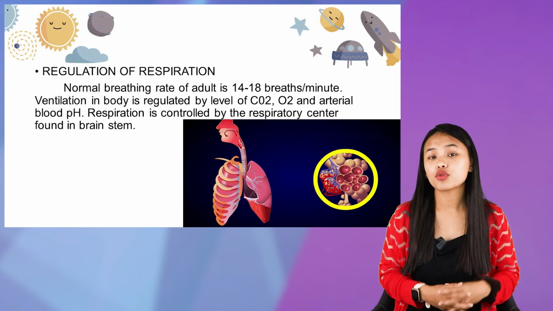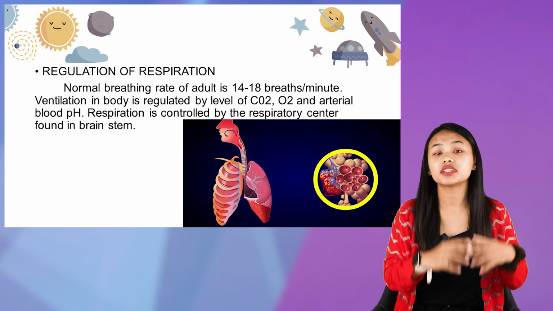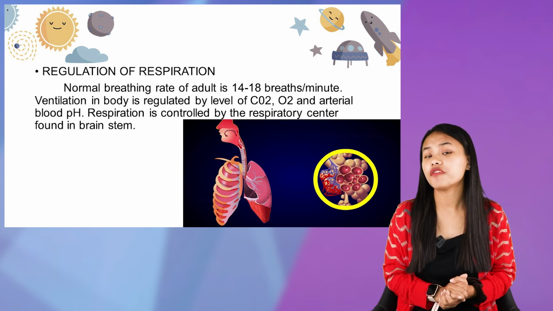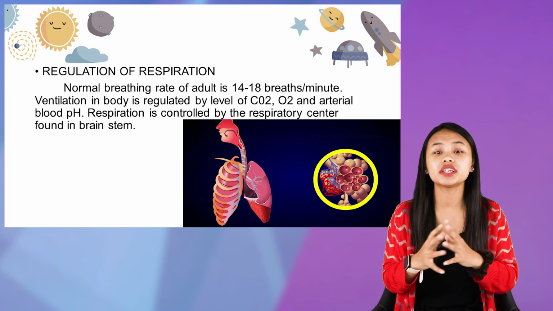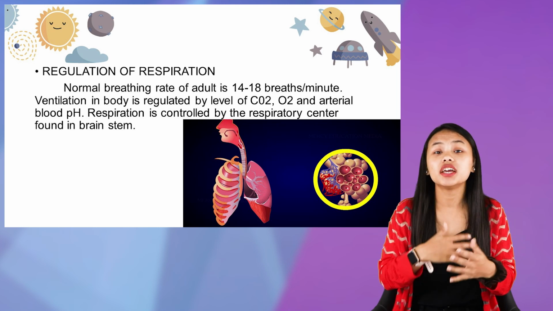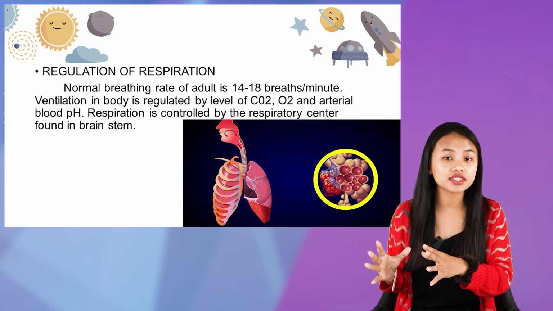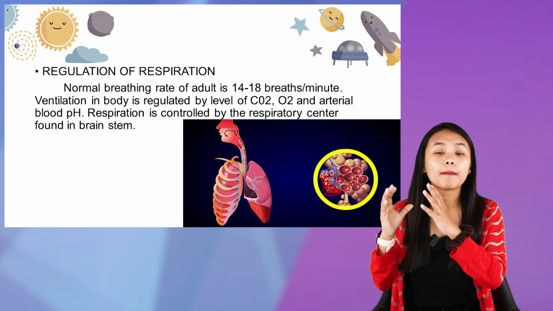Now let's discuss the regulation of respiration. So here, as we all know, the normal breathing rate of an adult is 14 to 18 breaths per minute. So here the ventilation in the body is regulated by the level of oxygen, the level of carbon dioxide, and the arterial blood pH.